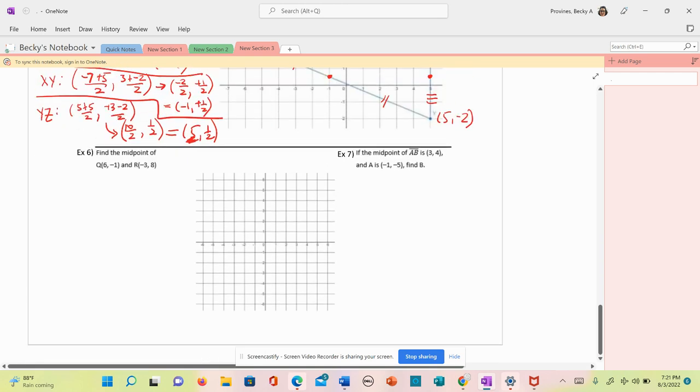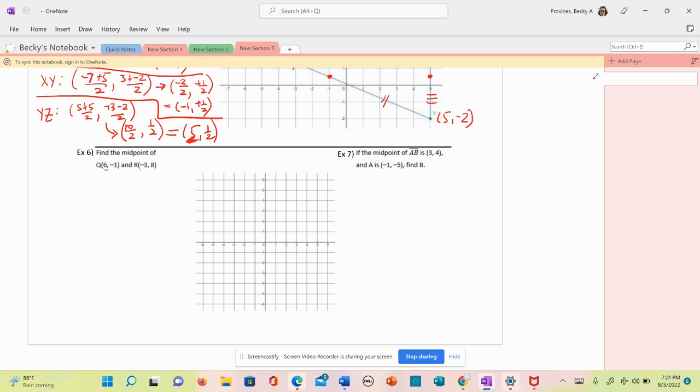And guys, we're almost done. So I'm giving you a graph now. I don't know if you need it necessarily, but you're going to find the midpoint between these two. And honestly, graphing midpoints, at least for me, is not helpful. Finding the distance, yes, I like that. But I'm just going to do it by adding and dividing by 2.